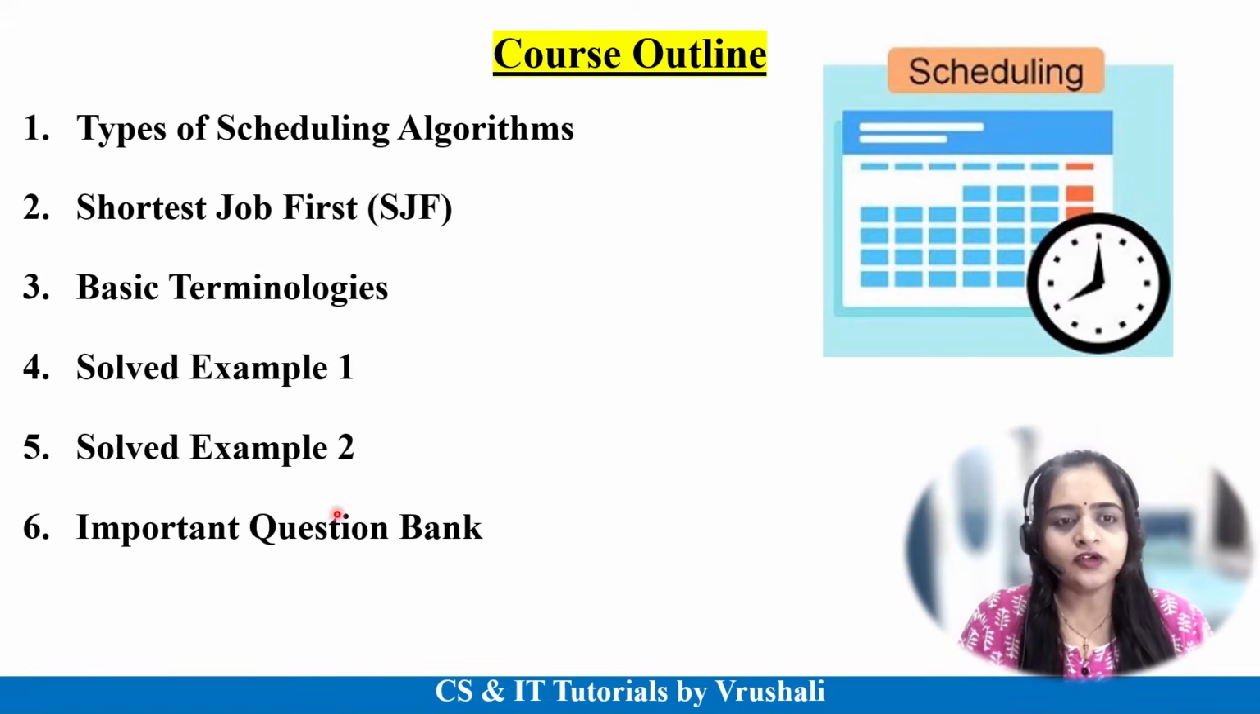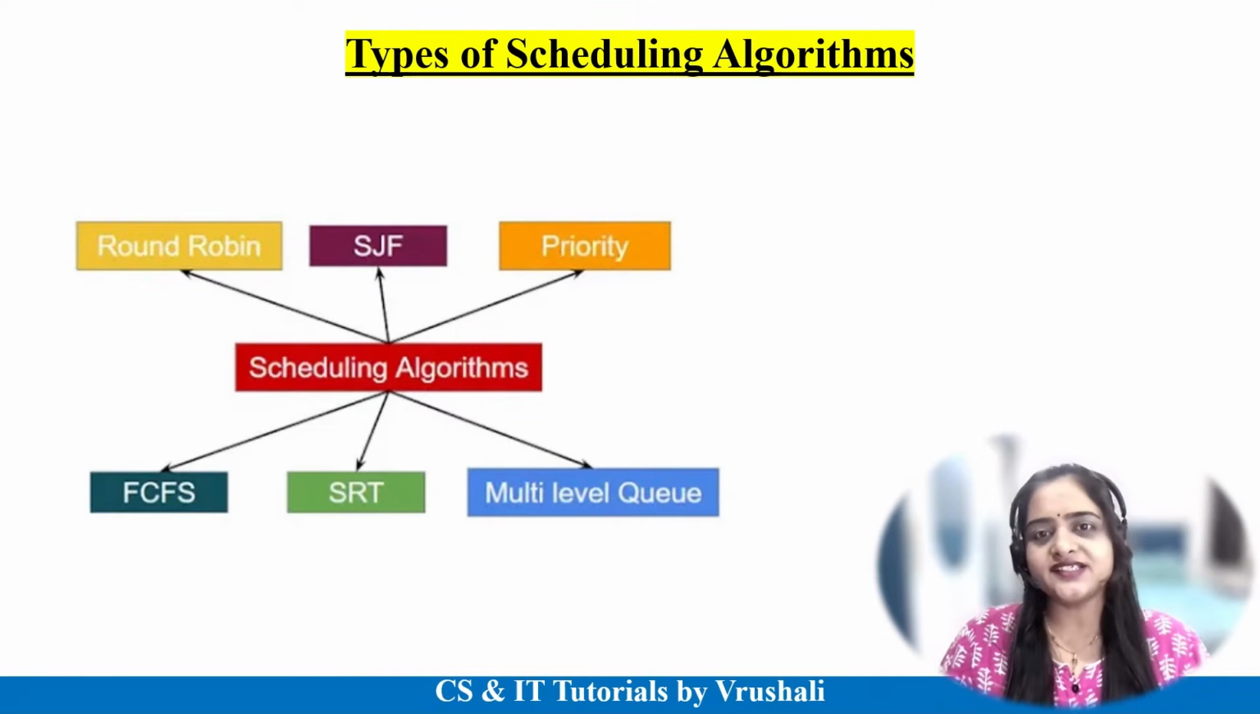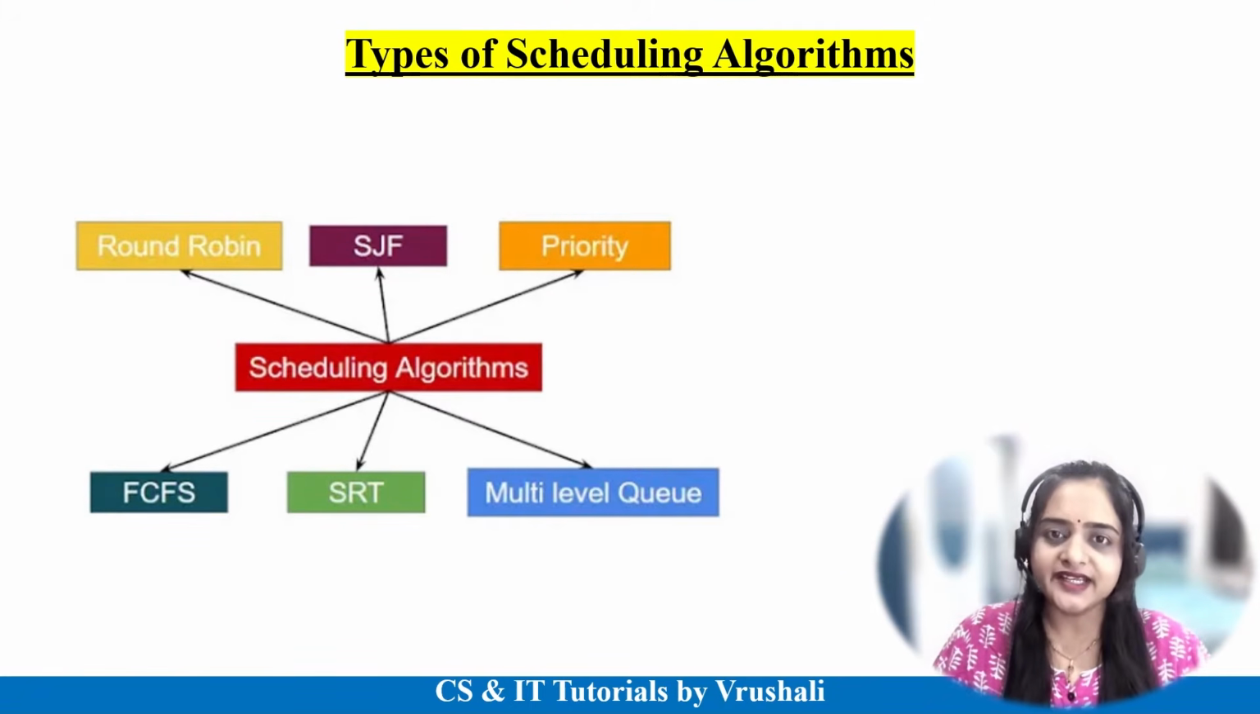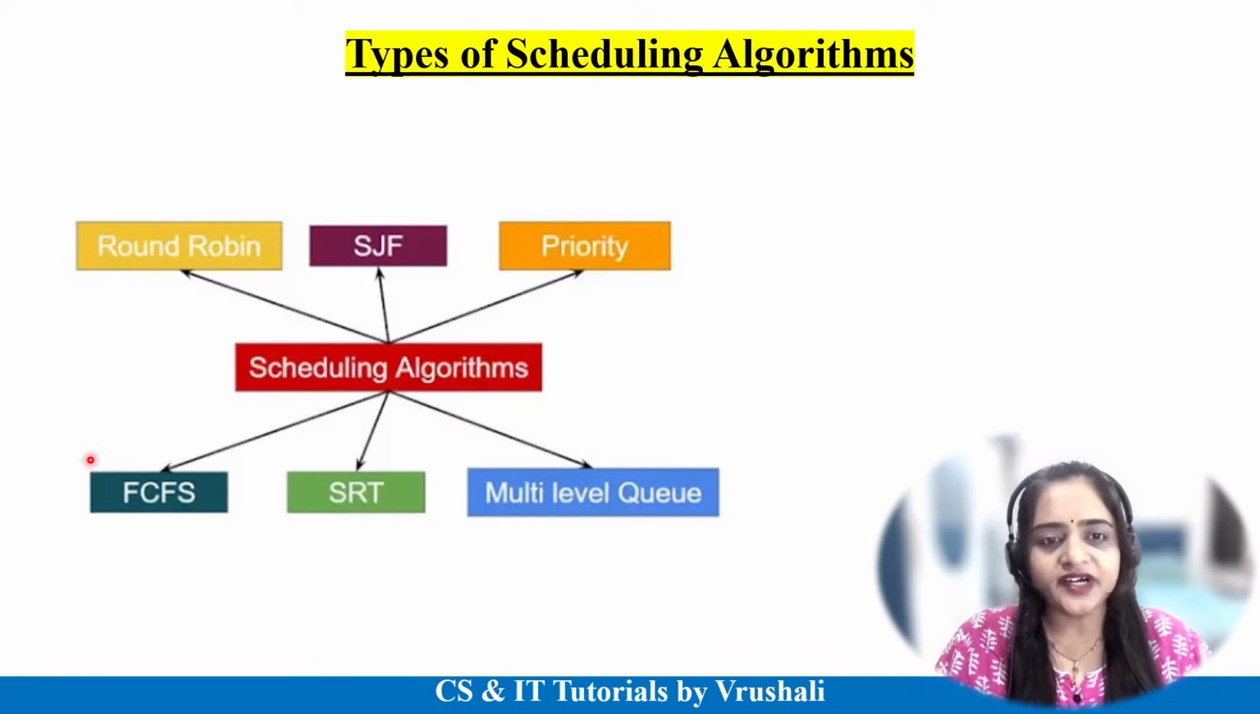Now, all these topics we will cover in today's session, and at the end we will discuss some important question bank. As we discussed earlier, the operating system follows the multitasking environment. Multiple tasks and processes work parallelly. Now, there is a scheduler in the operating system. The scheduler manages and decides the order of each and every process for execution, and this is called scheduling. There are different types of scheduling algorithms in the operating system.